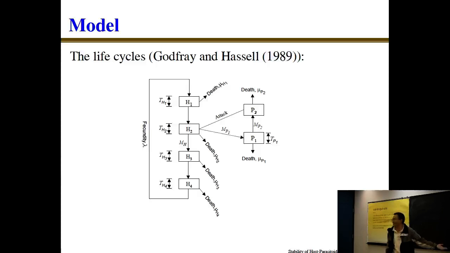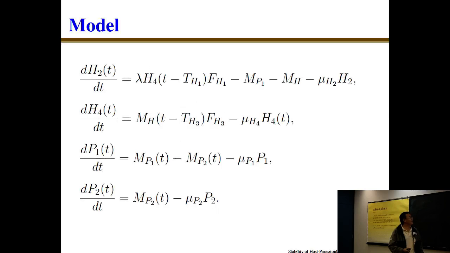And then et cetera. So now to study the impact of distributed maturation time, I simply introduced gamma distributed maturation time into the H2 stage and the P1 stage. All other stages I just kept the same. Okay. So using this chart, we can easily write out the balance equation. So that is this one. So here in the equation, this is M sub P2 and M sub H and M sub P2. These two are maturation rates.